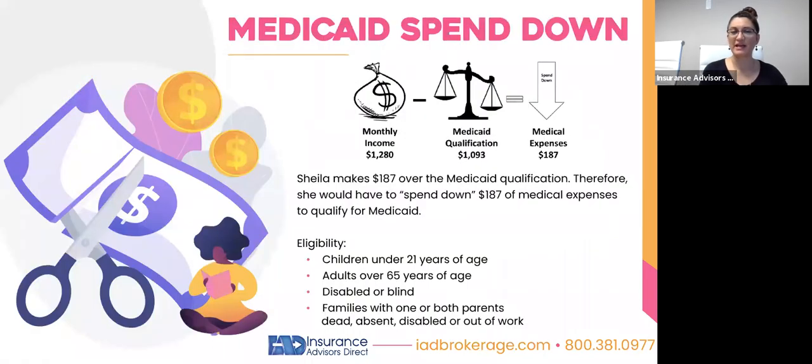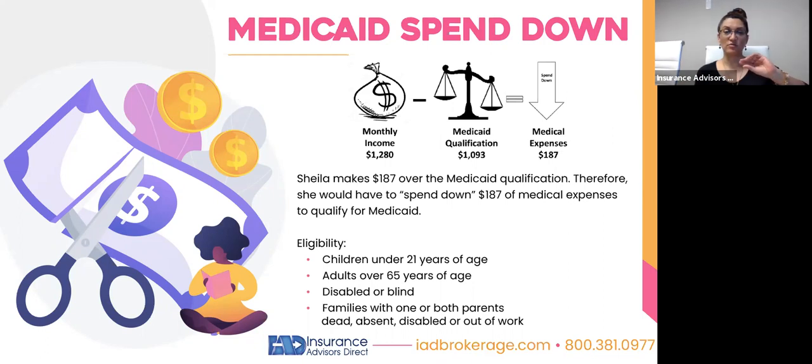So this is where I made a little example of a spend down. Sometimes real life situations help us understand it a little more. Sheila has a monthly income, and these numbers are not exact, I just threw them in as an example. Her monthly income is $1,280, and the income she needs to qualify for Medicaid is $1,093. That is from the charts we have. So she's making about $187 over that amount.